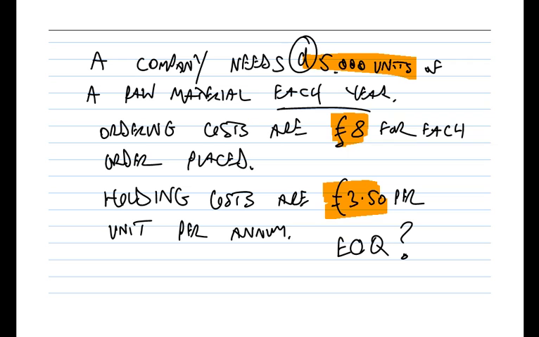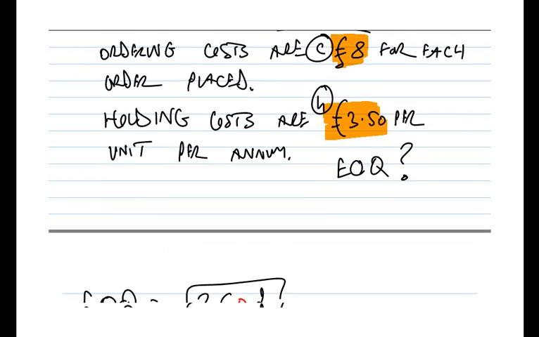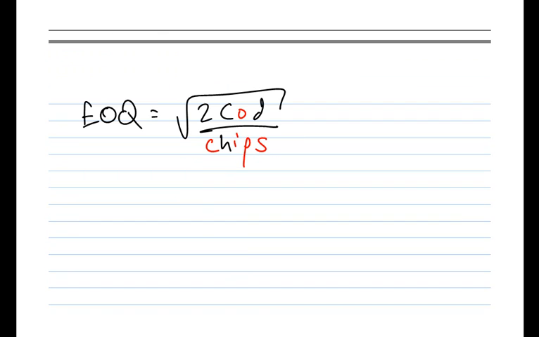Ordering costs at £8 for each order placed. That's C, the cost of placing an order. Remember, the assumption is that every time I phone my supplier, the cost is £8, regardless of how many units I'm actually ordering. And then holding costs are £3.50, so that's my H, the holding cost. So I've got my three bits of information that I require. So let's plug it into the EOQ formula.